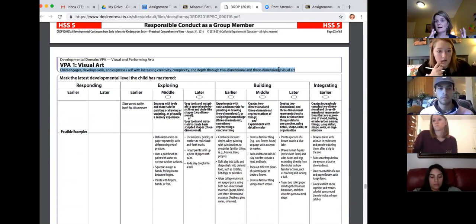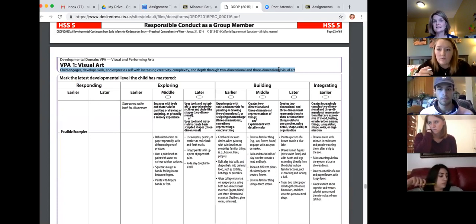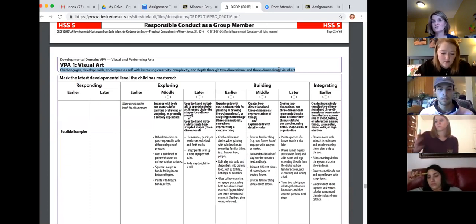So visual art is the measure that you're working with, like the overarching idea, the content area, and then this is the actual standard. So that's the child engaging, developing skills, expressing self, and increasing creativity and complexity through two-dimensional or three-dimensional art.